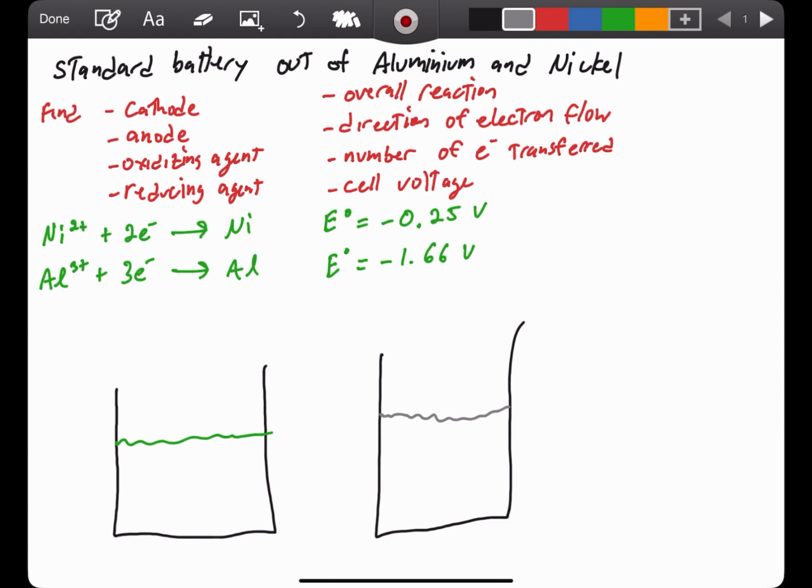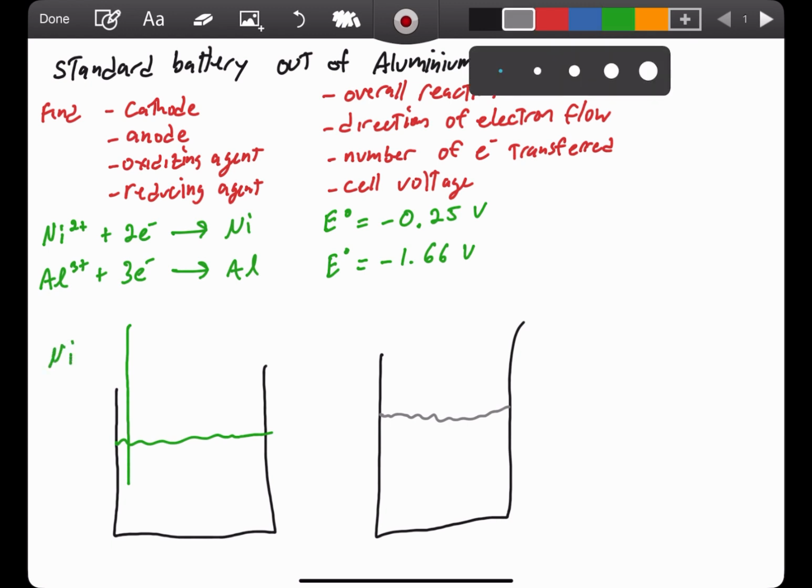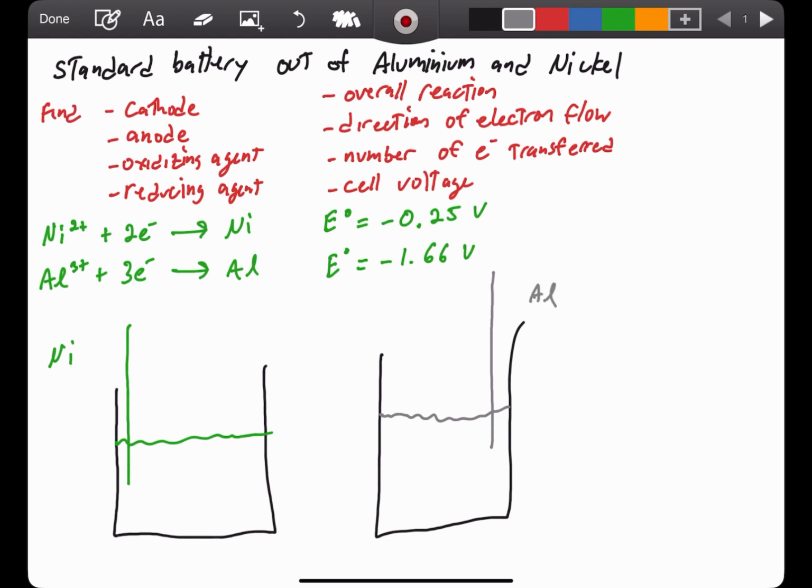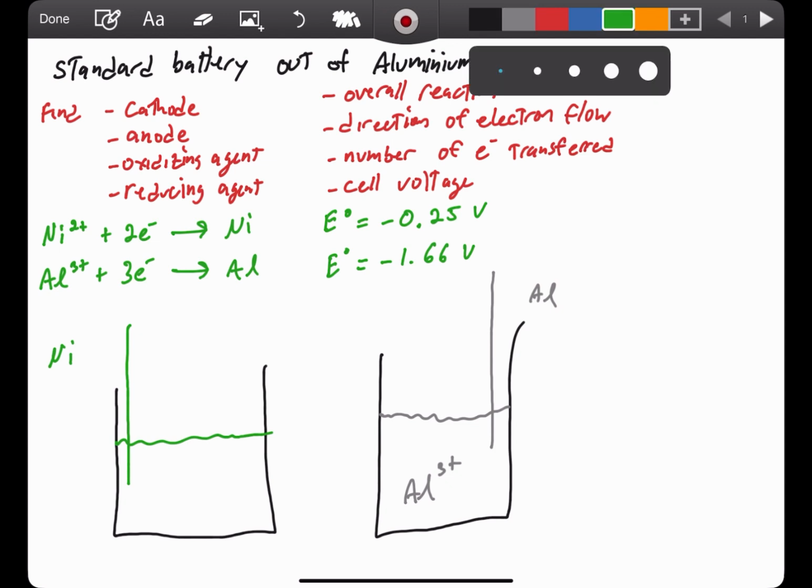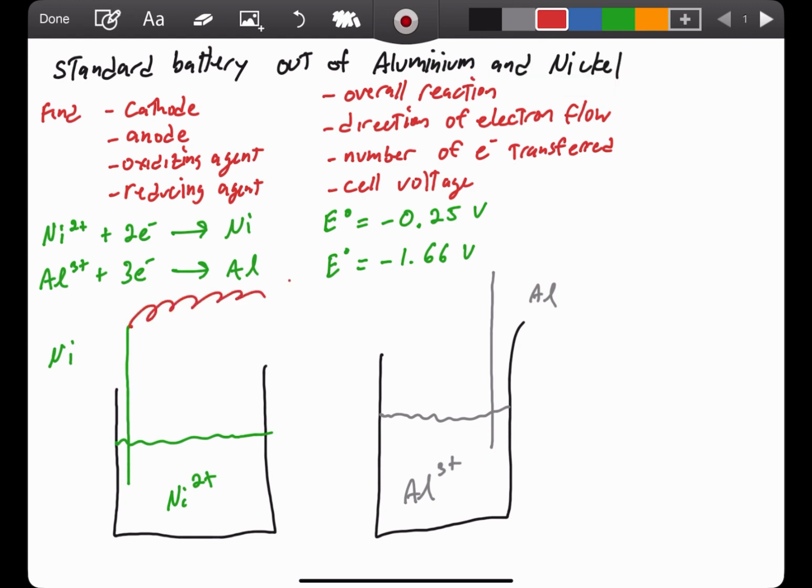So for our nickel, I'll put a blue electrode coming out here. And so that is my nickel electrode. And I'll have my aluminum electrode here. So this is my aluminum. This is my aluminum 3+ solution and my nickel 2+ solution there. We need to connect the two electrodes with a wire. So here's my wire here. I'm just going to put a little voltmeter there in the middle, just because I like to do that.